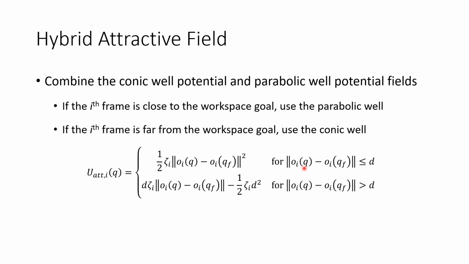So if you have this distance to be less than the distance that you have defined, so it can be a user-defined D, then it is going to use the parabolic well potential. But if not, then it is going to use the conic well potential. And obviously the benefit would be that since now you have the attractive potential to be continuous everywhere, your workspace forces can be defined everywhere.